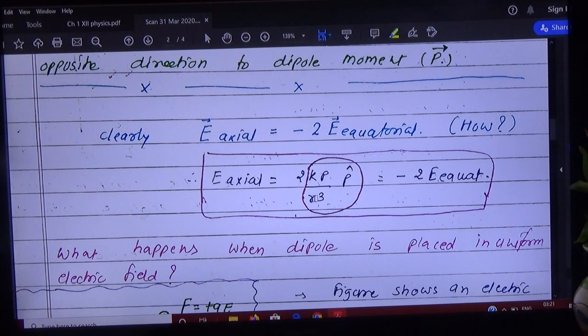That's it. So here I have derived the equation of the electric field due to dipole at equatorial position. In the next class we will see what happens when we place the dipole in uniform electric field.